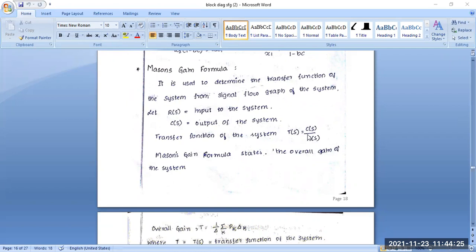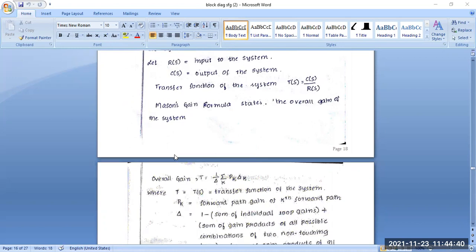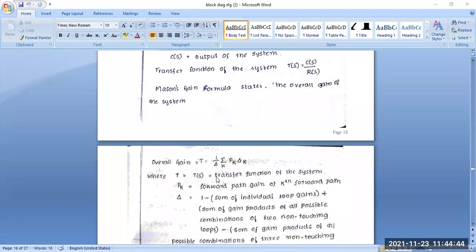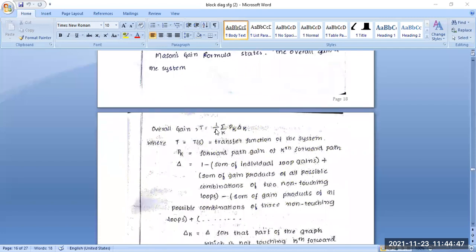So these are basically the terms, that is TF or T(s), that is equal to C(s) by R(s). This C(s) is the output of the system and R(s) is the input of the system. So the Mason gain formula states the overall gain of the system. So we have to calculate this overall gain using this formula, that is T equals 1 by delta summation of k, pk dot delta k.